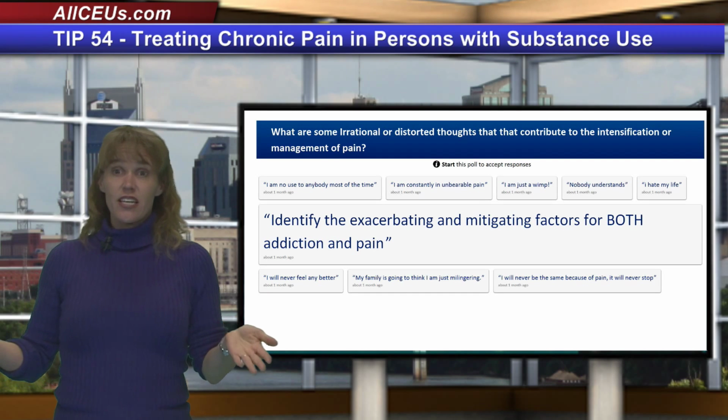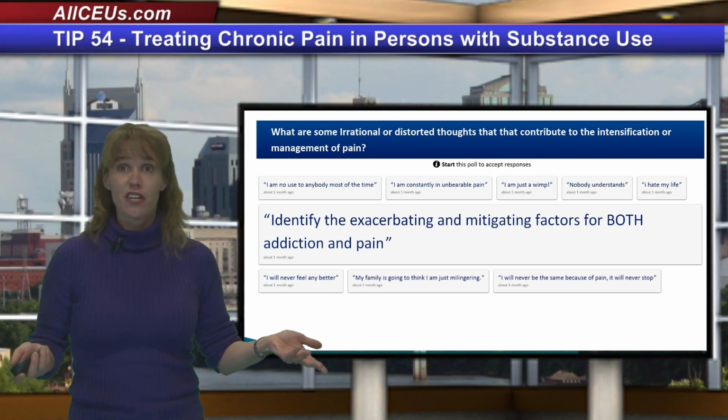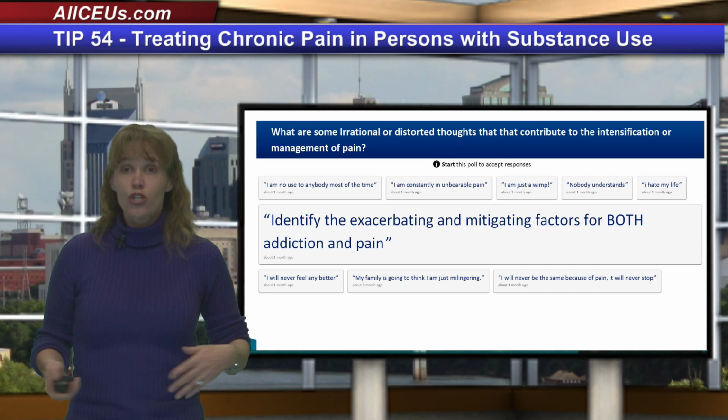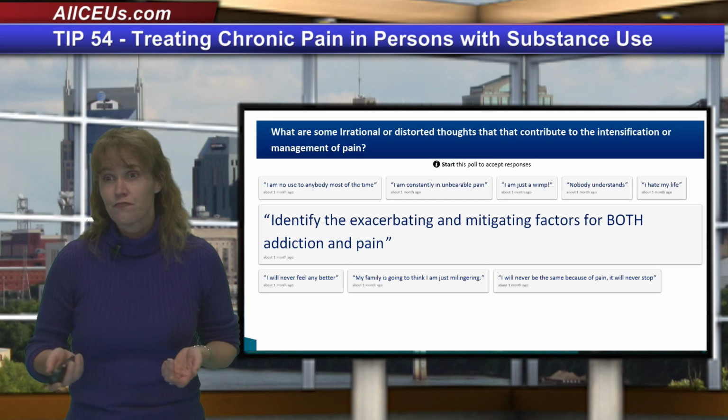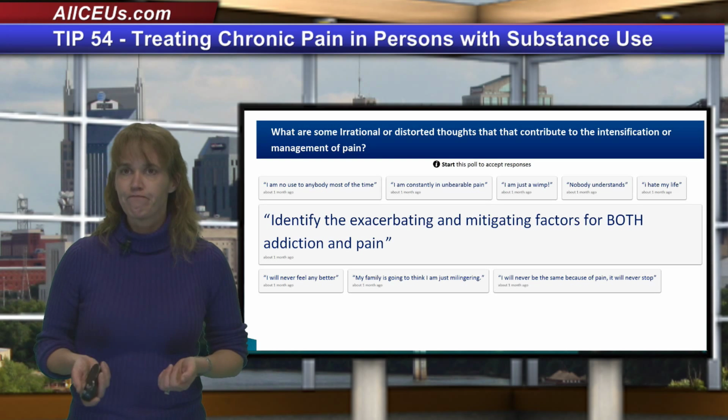"My family is going to think I'm just malingering." Well, if you faked it in the past in order to get benefits, likely they are. So what are we going to do about it? "I will never be the same because of pain. It will never stop."